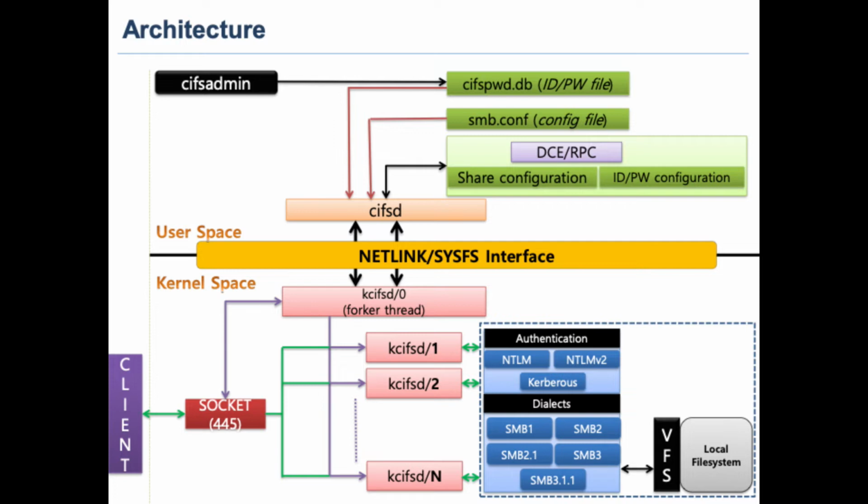cifsd sends the global parameters in smb.conf to the kernel through Netlink. If a new connection comes in, the kernel thread will fork a new cifsd thread per connection. That thread will receive requests and process the request and response until the client connection is terminated.